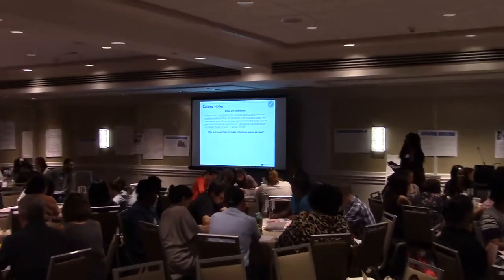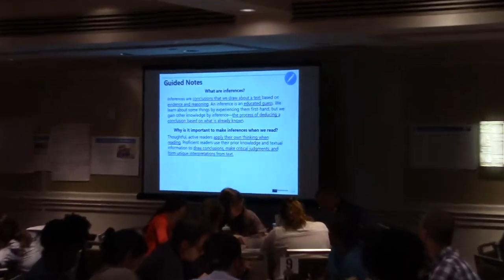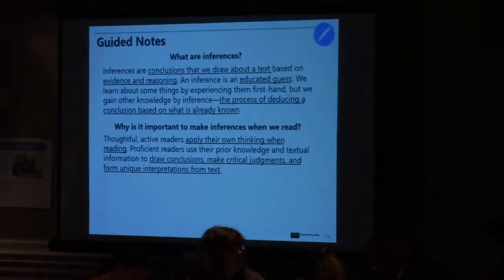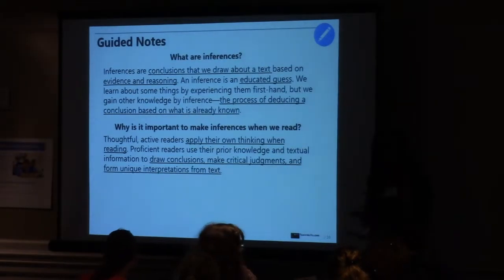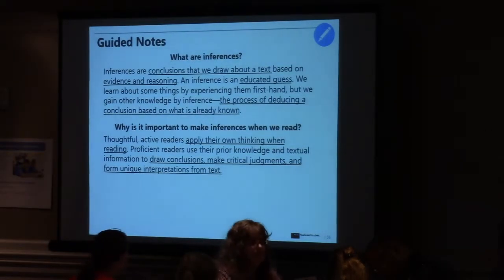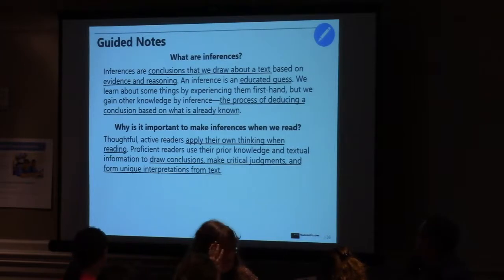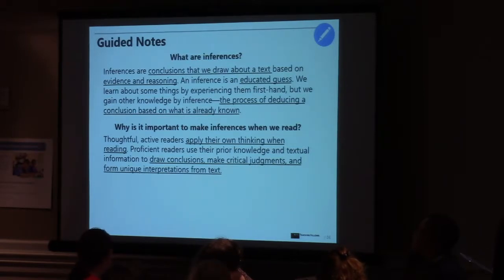Why is it important to make inferences as you read? Same thing. Liz, will you read this? And we're going to read together. Underline. You guys did beautifully. Let's do it again. Liz, hit it. Thoughtful, active readers apply their own meaning when reading. Proficient readers use prior knowledge and textual information to draw conclusions, critical judgments, and form unique interpretations from text.